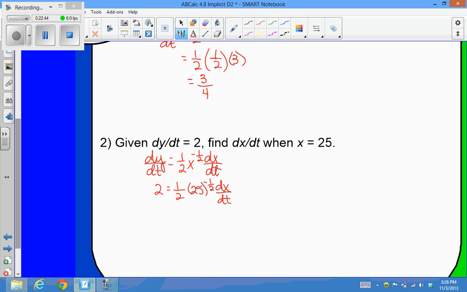Multiply both sides by 2, and I've got 4 equals 25 to the negative 1/2, which is going to end up being a 1/5, dx/dt. Multiply both sides by 5, and so dx/dt equals 20. So, easy stuff, not too bad. We're in good shape.